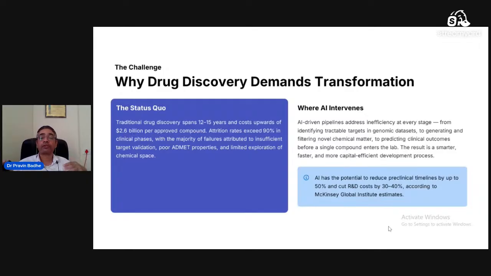And that's why there is already a reduction in the preclinical timeline by 50%. So that way, the cost of the R&D has already been cut. Now, these two things we have already achieved with the help of AI. Now, the third one, the main one, is the number of compounds reaching the market.